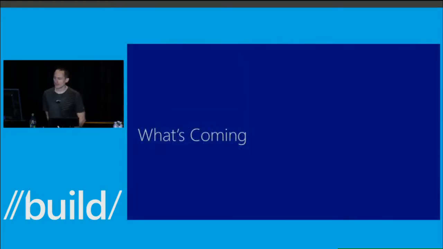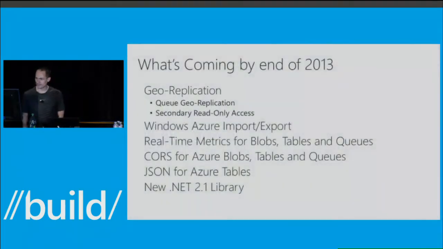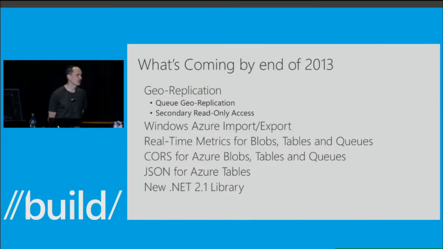Okay. Now, let me talk about what's coming. So the things that we're working on for this calendar year are georeplication, a new service called Windows Azure Import Export, real-time metrics, CORS, JSON, and some new features for the .NET 2.1 library. And so we'll go through these now.